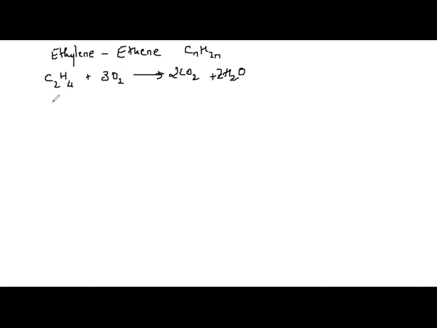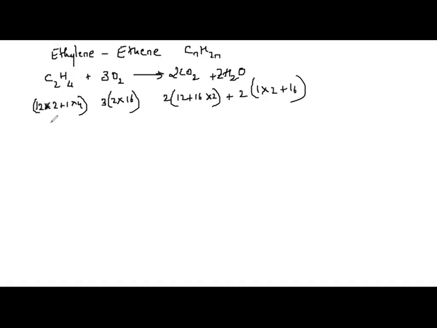So here, look at the molecular mass. Ethylene: carbon 12 times 2 plus 1 times 4. Oxygen: 2 times 16. Carbon dioxide formed: 12 plus 16 times 2. Water: 1 times 2 plus 16. So let me write all the masses. 12 times 2 is 24, 24 plus 4 is 28. 16 times 2 is 32, and 32 times 3 is 96 grams.